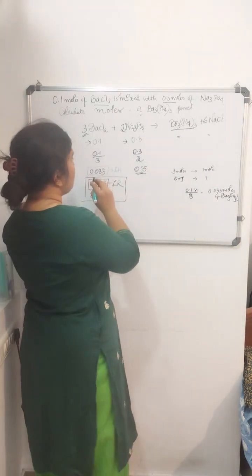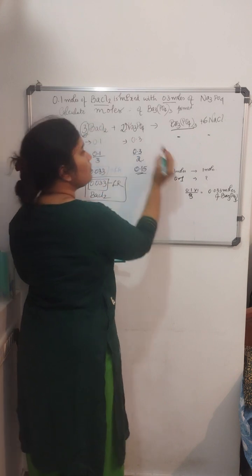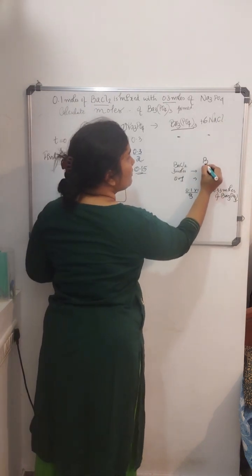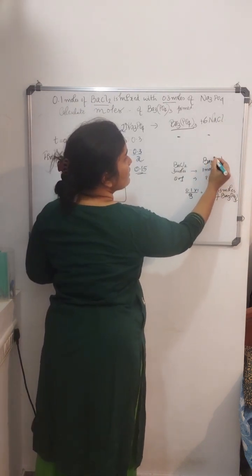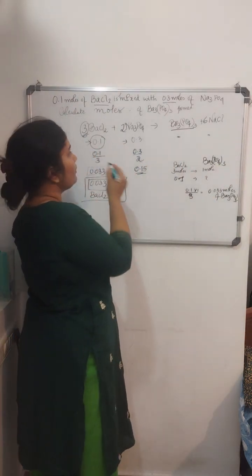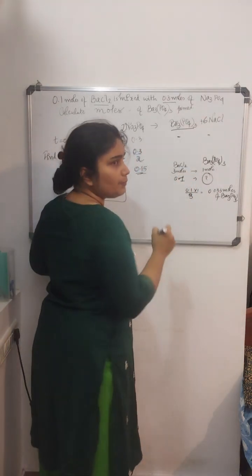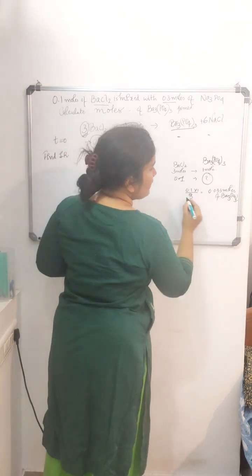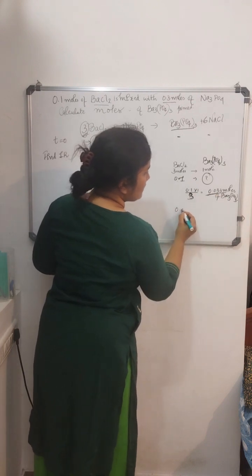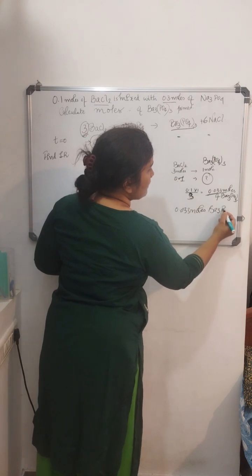So let's see. The equation says 3 moles of BaCl2 gives me 1 mole of Ba3PO4. How many moles of BaCl2 do I have? It's 0.1. So 0.1 mole of BaCl2 gives me how much Ba3PO4? Cross multiplication, 0.1 into 1 divided by 3. So that's going to give me 0.033 moles of Ba3PO4.